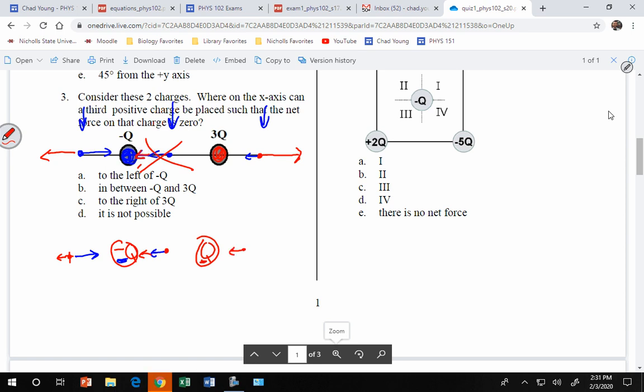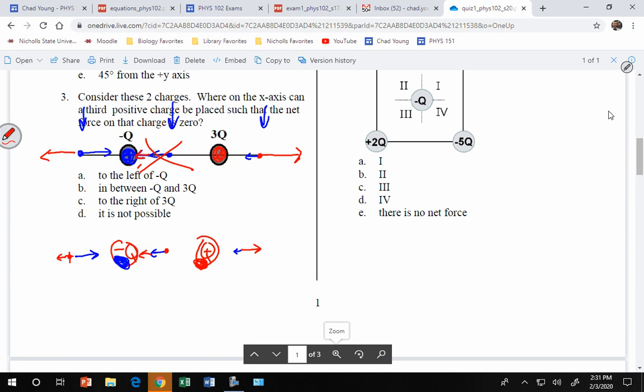Wait, no, this one was positive, wasn't it? I would be repelled from that charge and attracted, but not very much, to the other charge because I'm farther away from it. I was letting this negative right here be blue and this positive right here be red in those vectors. So not possible. The answer would be D for that one.